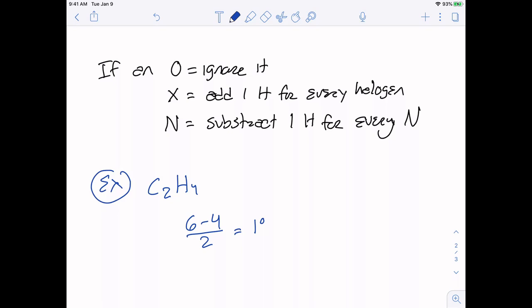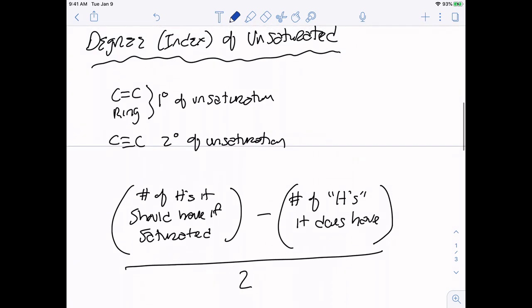1 double bond. With 1 degree, remember a ring is an option, but I can't make a ring out of 2 carbons. That's just not possible, so this one's going to have a double bond. It's really my only option for this.